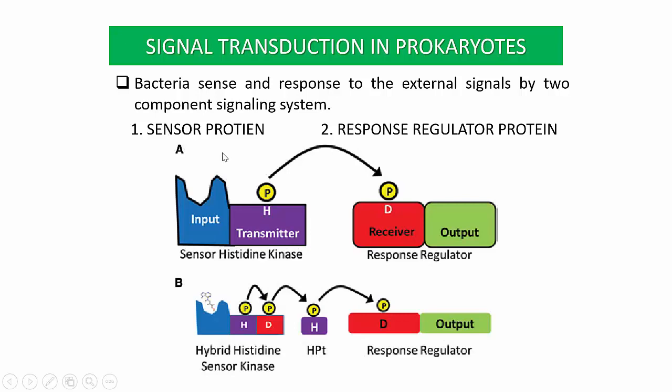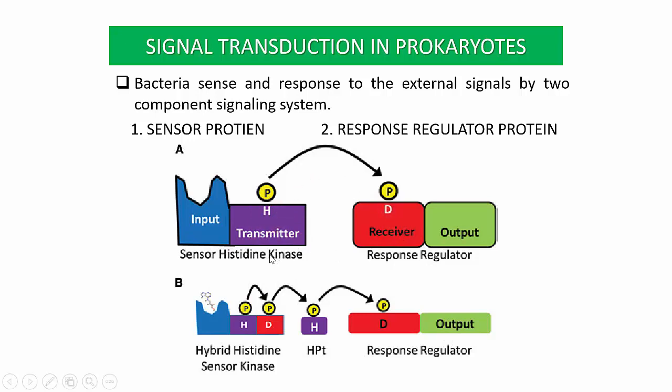The two-component regulatory system consists of two proteins, one called the sensor protein, another the response regulator protein. The function of the sensor is to sense the signal and pass it to the response regulator, which brings about the cellular response and gene expression. The sensor protein has two domains, an input domain and a transmitter domain, whereas the response regulator has two domains, the receiver domain and the output domain. The input domain receives the environmental signal and transmits it to the transmitter domain, which transmits the signal to the response regulator.